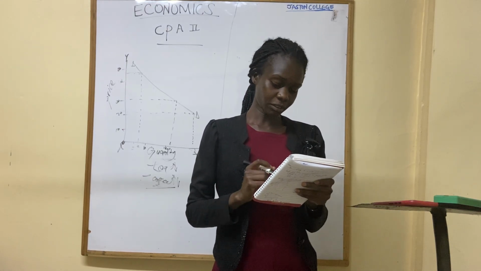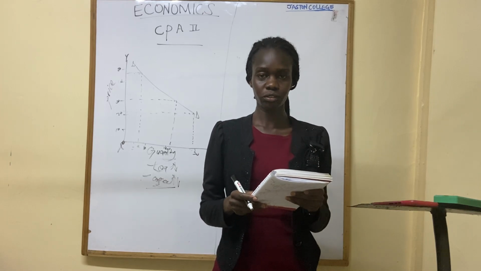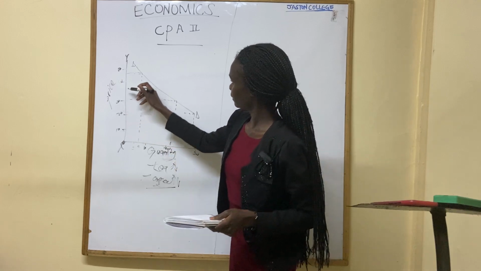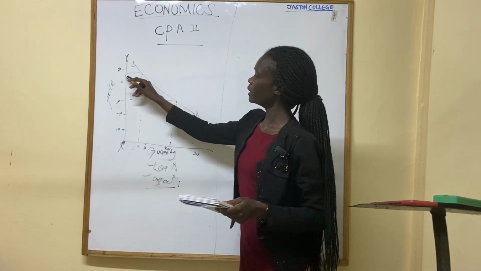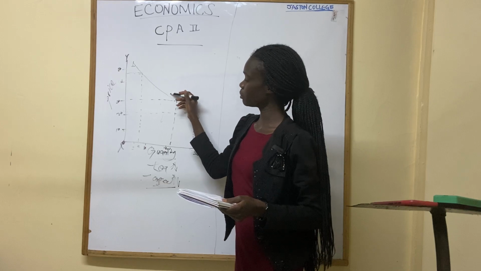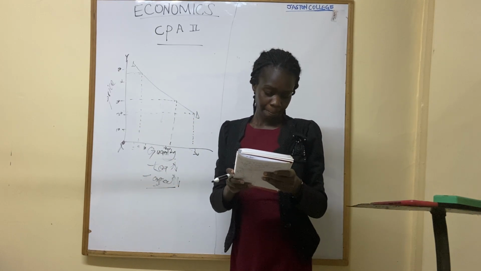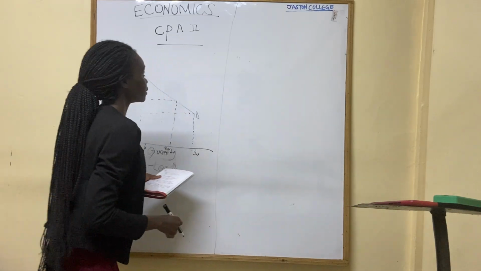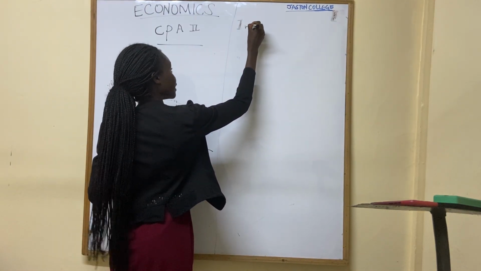So the determinants of demand other than price are referred to as conditions of demand. The change in price along a demand curve will lead to a change in quantity demanded. So when price changes, the quantity demanded also changes. So we are going to discuss other terms, which include inferior goods.